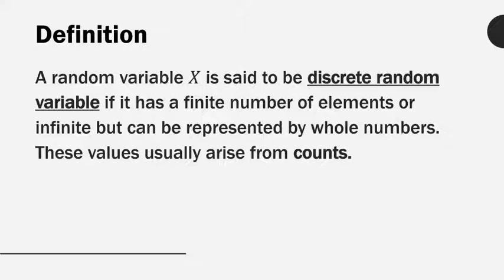To easily distinguish if it is discrete or not, these values usually arise from counts. If we can count the number of values in a certain random variable, then it is discrete.